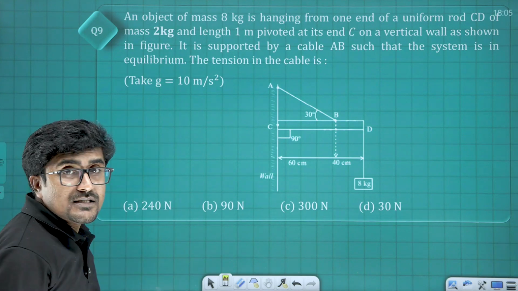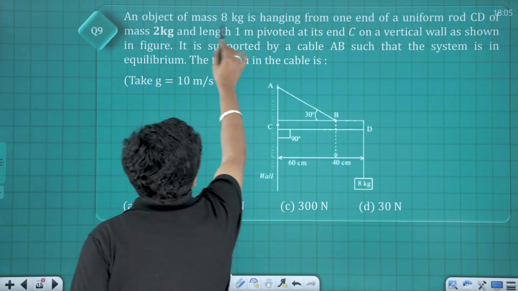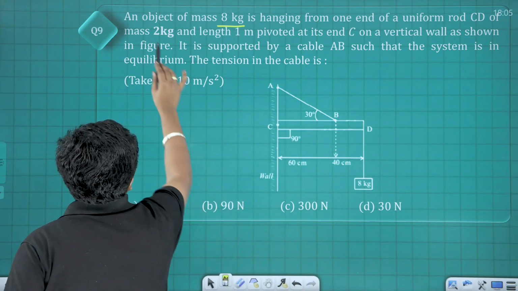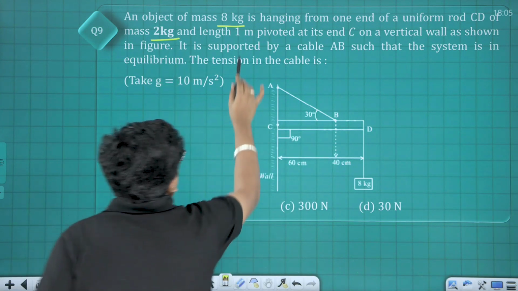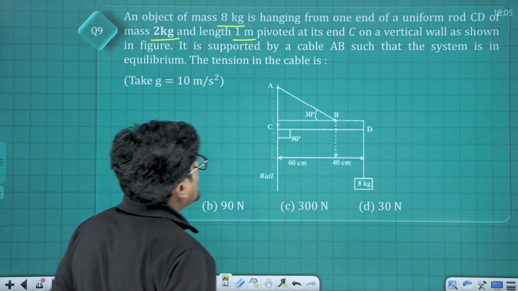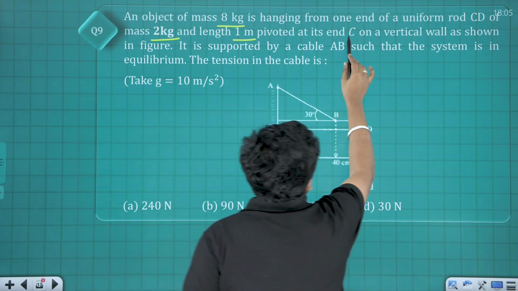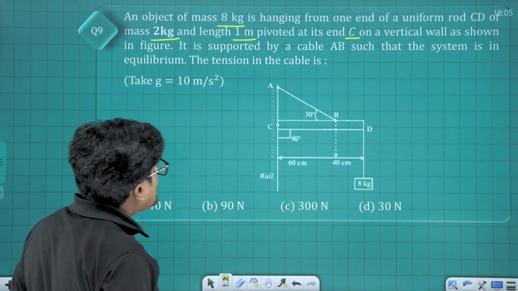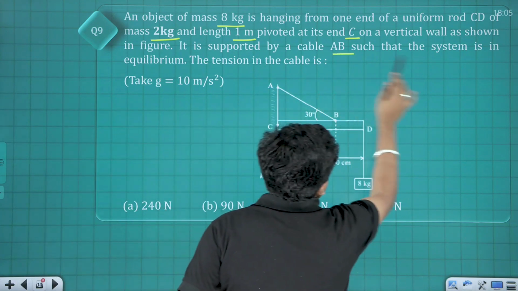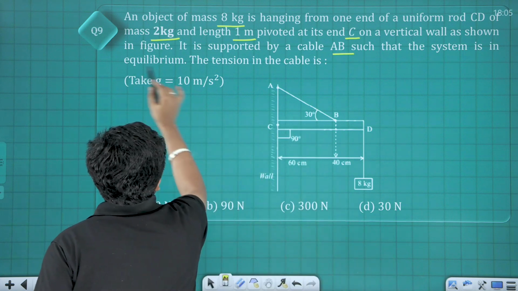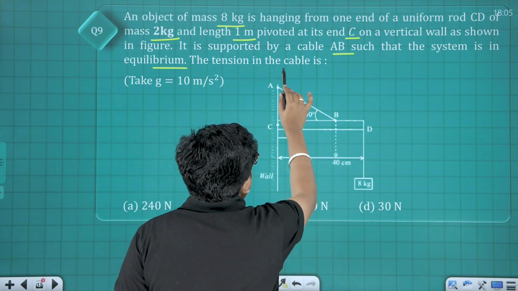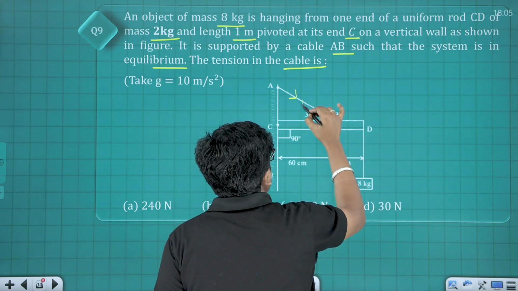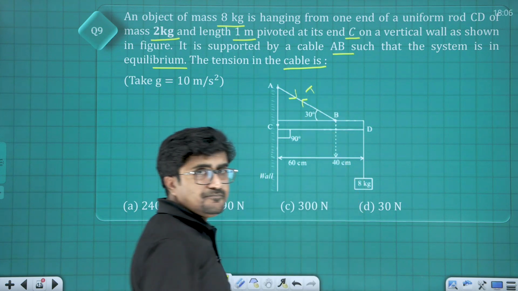An object of mass 8 kg is hanging from one end of a uniform rod CD of mass 2 kg, length 1 meter, pivoted at its end C on a vertical wall as shown in the figure. It is supported by a cable AB such that the system is in equilibrium. Now the tension in the cable is the question. So basically we need to find out what the tension is here.